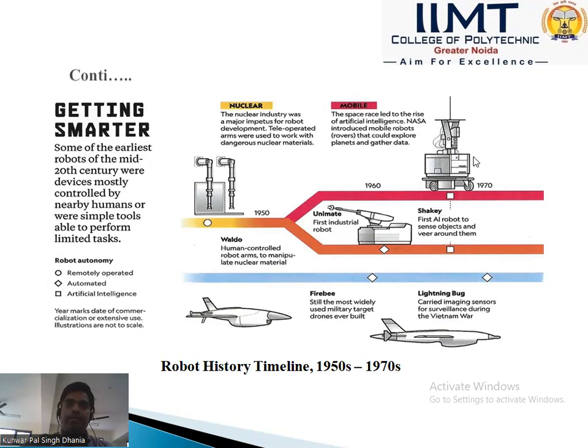In 1970, Shakey, the first AI robot, could sense objects and veer around them. So in 1950, robots were used in the nuclear industry. In 1960, mobile robots came. In 1970, AI-based robots were introduced.